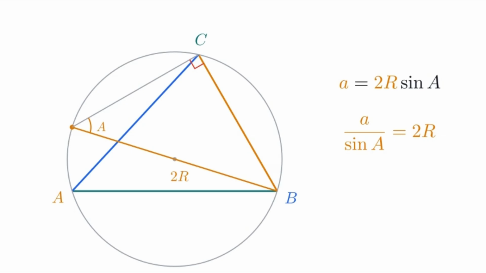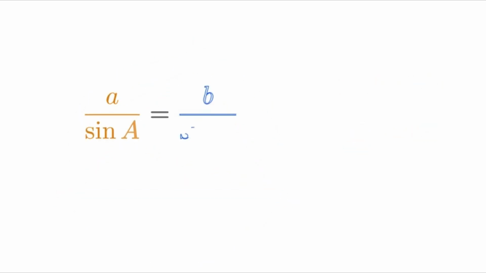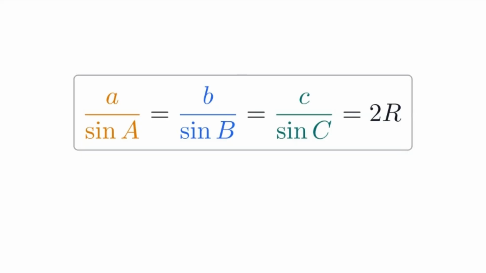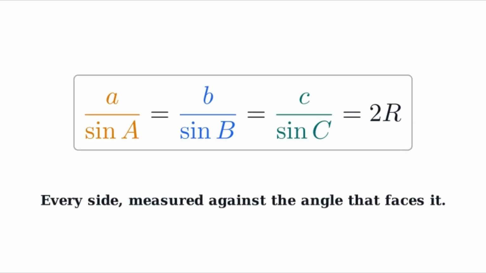So the ratio isn't just some number. It's the diameter of the circle the triangle lives in. Side over sine of the opposite angle. Same for all 3. Equal to twice the circumradius. Every side, measured against the angle that faces it.